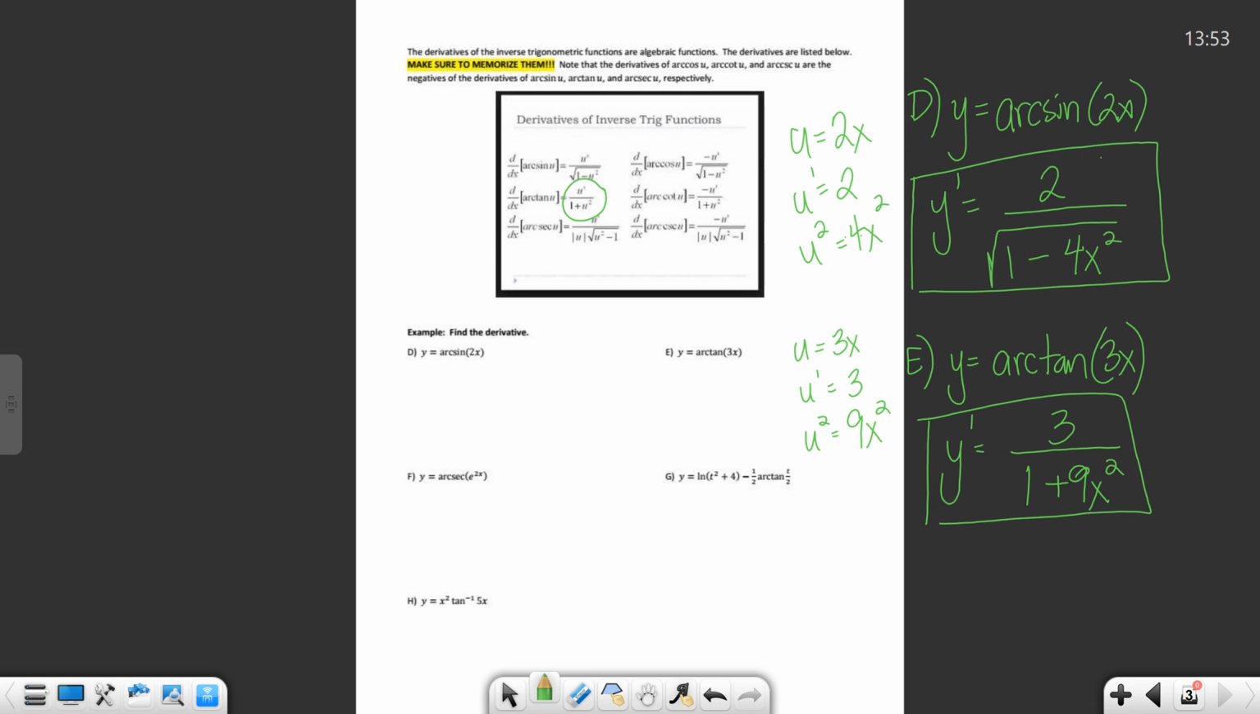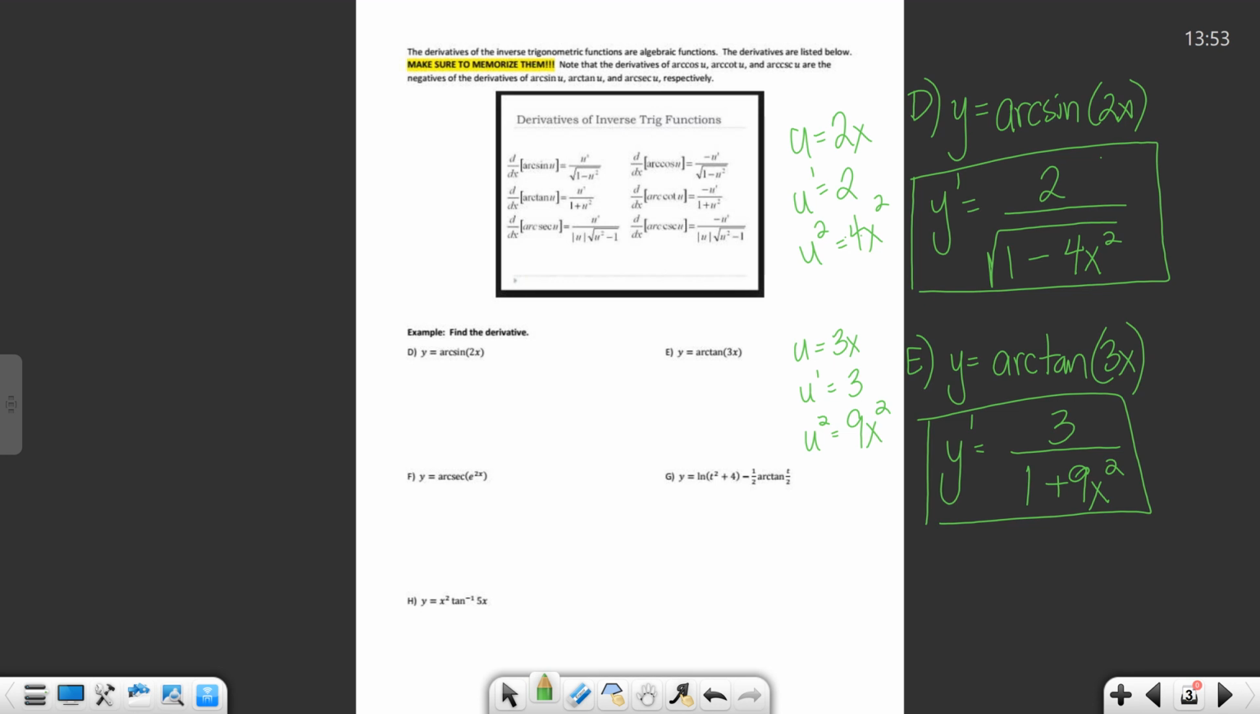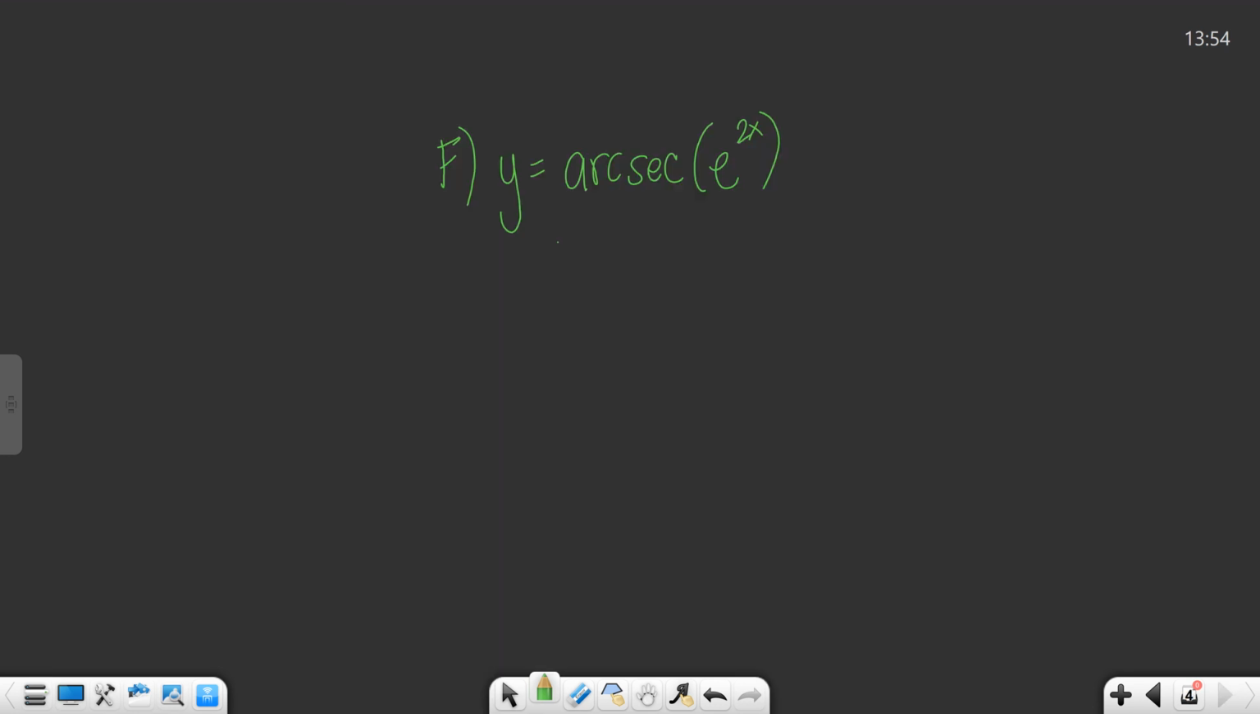Now those two were pretty basic. F is also not very bad. Let's see, how am I going to do this? Okay, so I have arc secant of e to the 2x. So that was F. Okay. Alright, so we're going to need this arc secant formula, which is u prime over the absolute value of u times the square root of u squared minus 1. Alright, so let's do that.